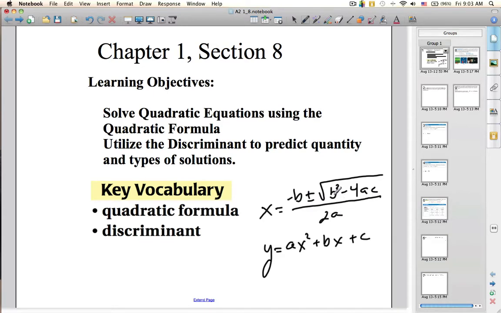Now, the discriminant is a portion of this. It's the portion that is in the radical, so it is actually the radicand from the quadratic formula. It's b squared minus 4 times a times c. Taking a look at this will allow us to predict quantity and types of solutions. And when you think about the idea that this is what's inside a radical, it will all make sense as we talk about it.